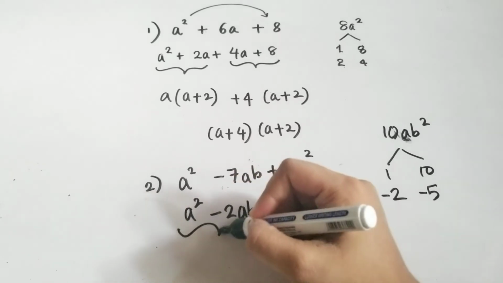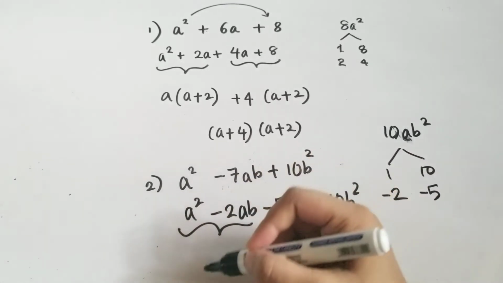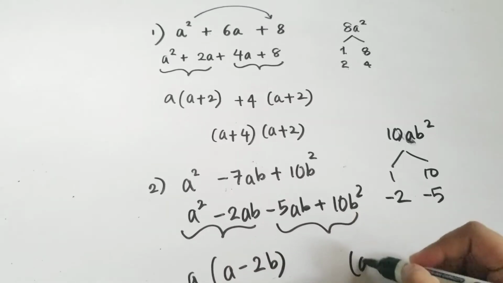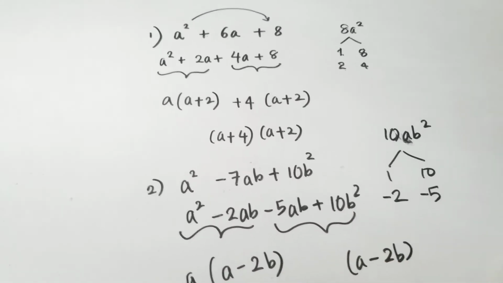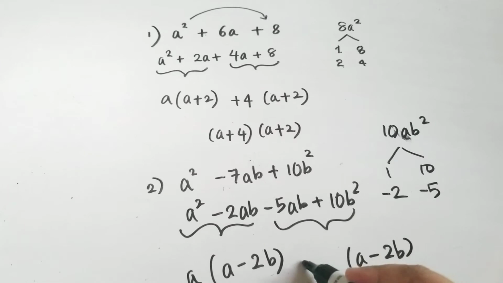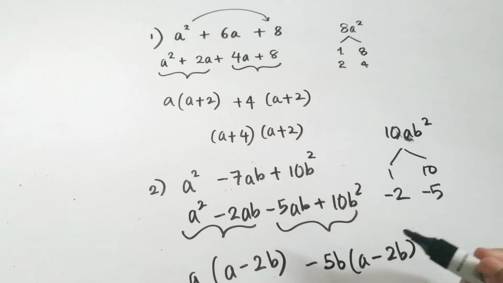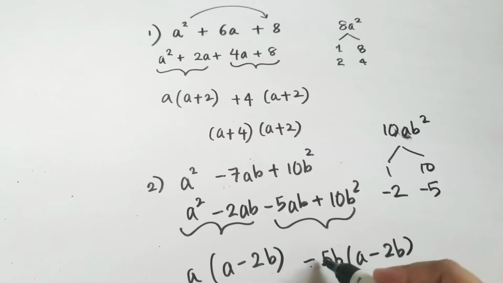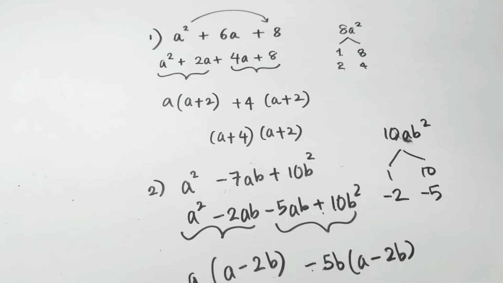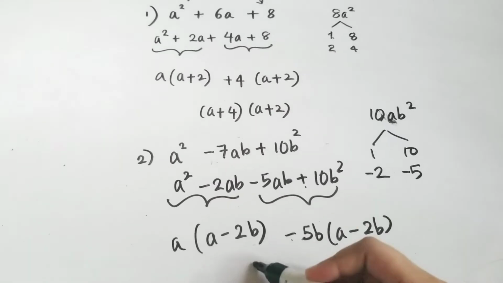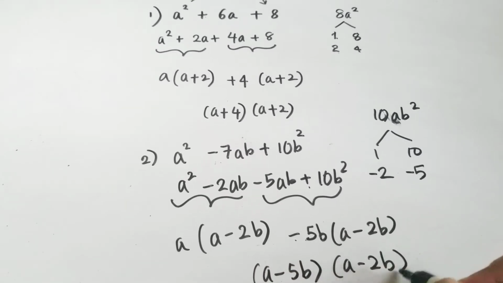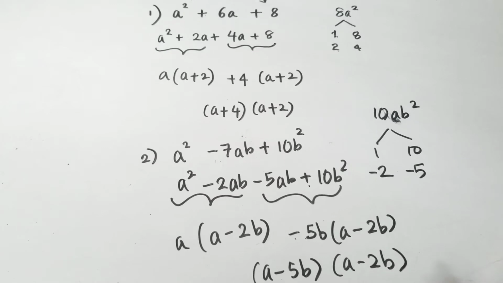Now you have to categorize these two like this and check what's the common term. So a is common, so a minus 2b. Write the same thing, a minus 2b, here, and check: if you want negative 5ab, what do you want right here? Negative 5b, because we multiply it and get the same term, and minus into minus gives you plus, so it's correct. Now we can write the factors: a minus 5b and a minus 2b. Right, now we can go to the next one.